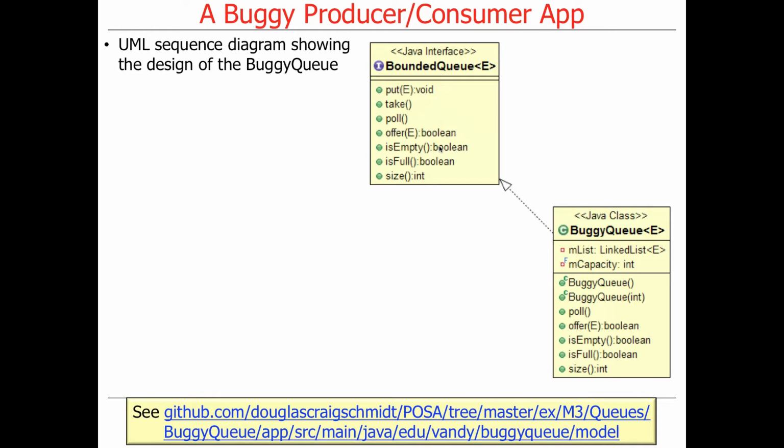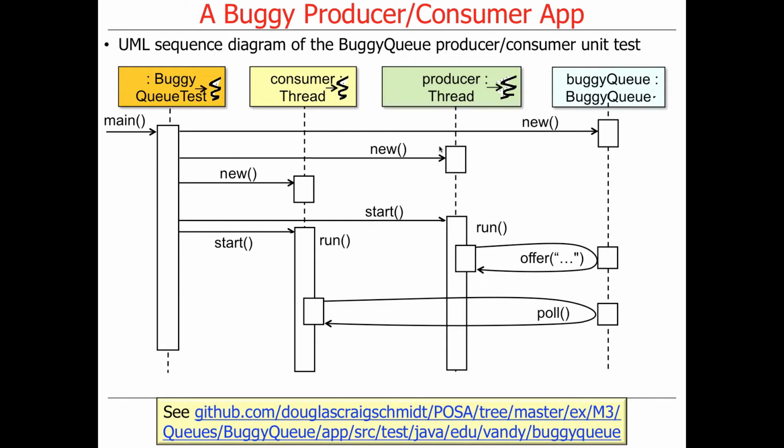Here's a UML class diagram that shows the design of the buggy queue. We have this interface called BoundedQueue, which is, again, a subset of what you would find with an ArrayBlockingQueue. It's got methods like put and take and poll and offer, isEmpty and isFull, and so on. Then we have BuggyQueue, which is basically an implementation of this interface. You can go here and find both of those pieces of code. Here's a sequence diagram that shows how things work, and I'll show you a little bit of this code in a second.